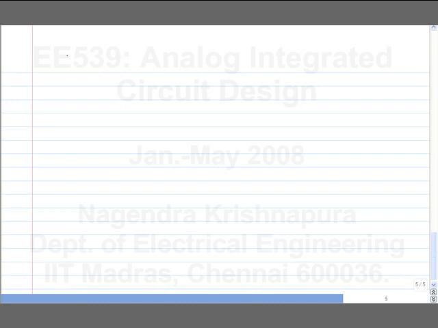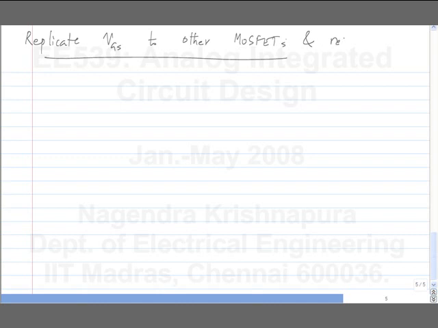So to get the same current, replicate VGS to other MOSFETs and you will replicate the current as well, okay. And this is possible for all four circuits. Whether it's convenient in a given occasion or not is up to you, but you can do it for all of them.